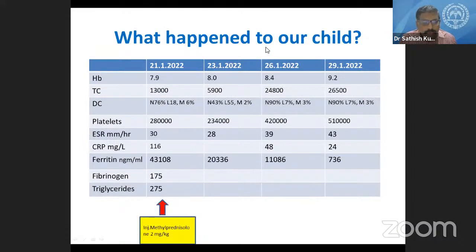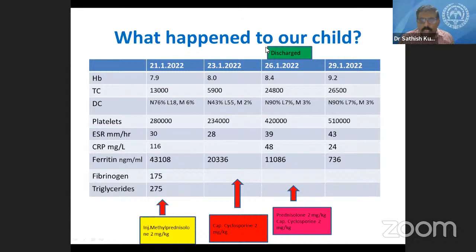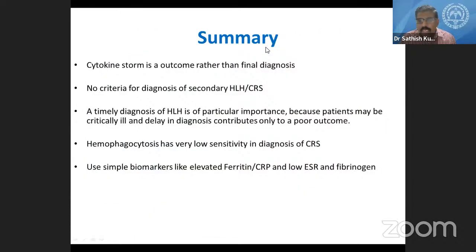So what happened to our child? The child had a ferritin of 43,000. The child was started on methylprednisolone, 2 milligram per kilogram, because the child was in the ward, not very sick, not in shock, with no liver dysfunction. After 2 days, the ferritin started to come down, but the platelets and white cell counts were still dropping. So I added cyclosporine. Following methylprednisolone and cyclosporine, the child started to improve and was discharged on oral cyclosporine and steroids.